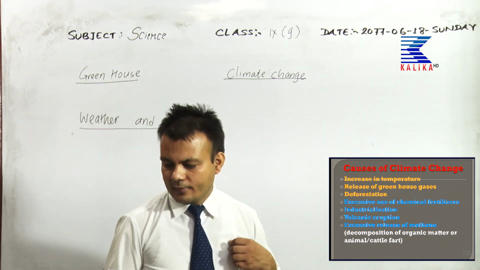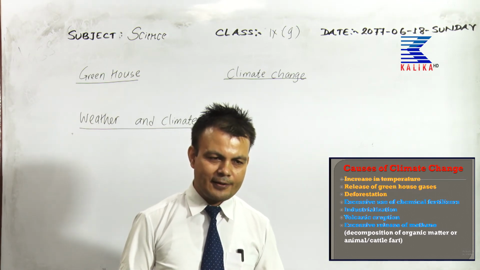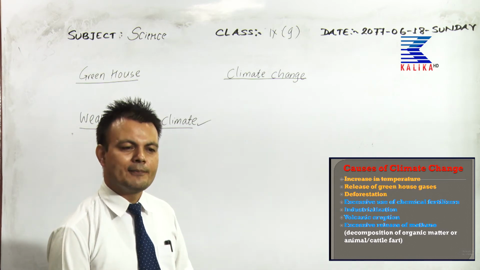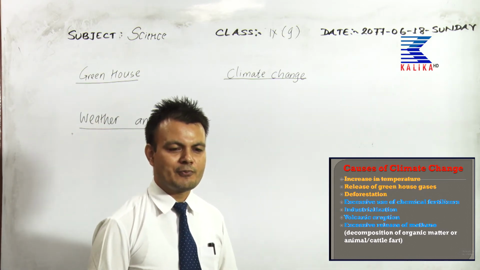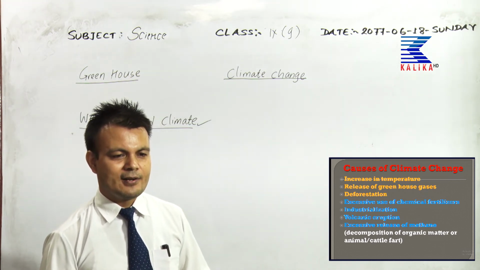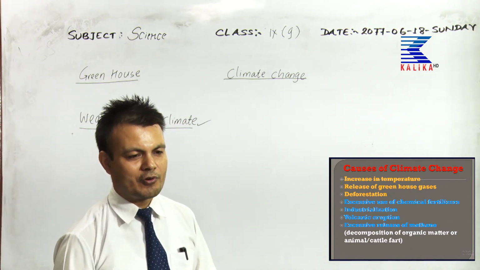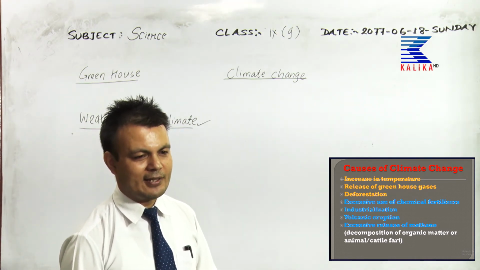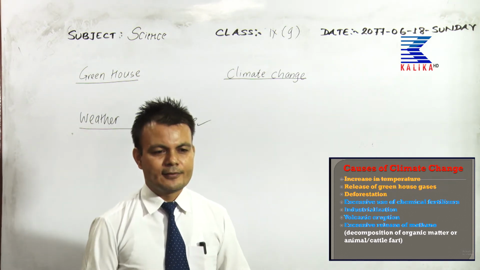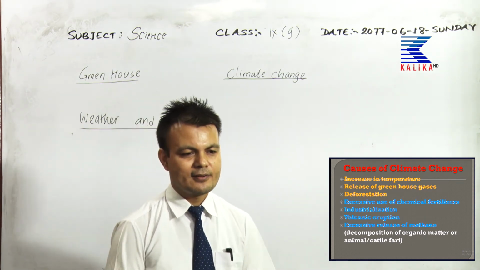Next one, excessive release of the methane. Excessive release of the methane, it's a greenhouse gas that causes the increment of the temperature. So that methane comes out of decomposition of organic matters, for example, cow dungs, or from the dead and decomposing vegetable offcuts or grasses, plant leaves, etc. And also, the methane may be released from the cattle fart.